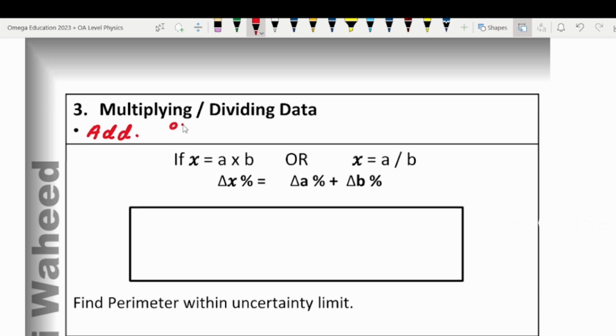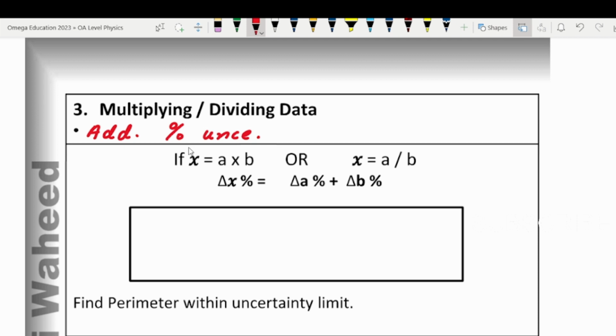Add percentage uncertainties. How do we find the percentage uncertainty? We discussed it previously. There is absolute, there is fractional, and then there's percentage uncertainty. All three of them we calculated in the previous part with the help of examples. If you're not clear with it, you have to refer to the previous part.